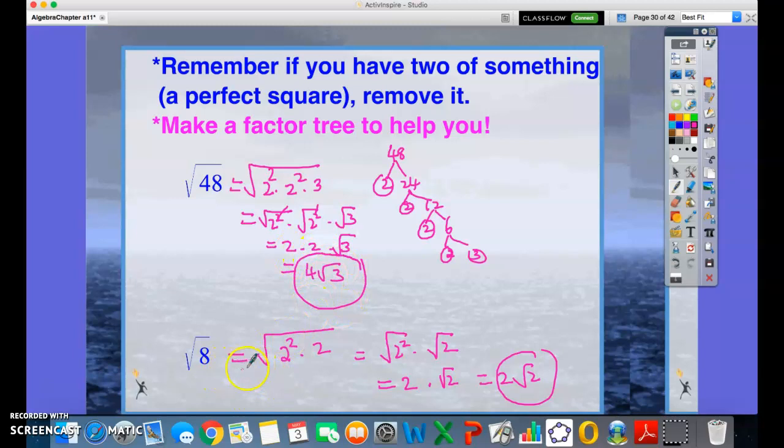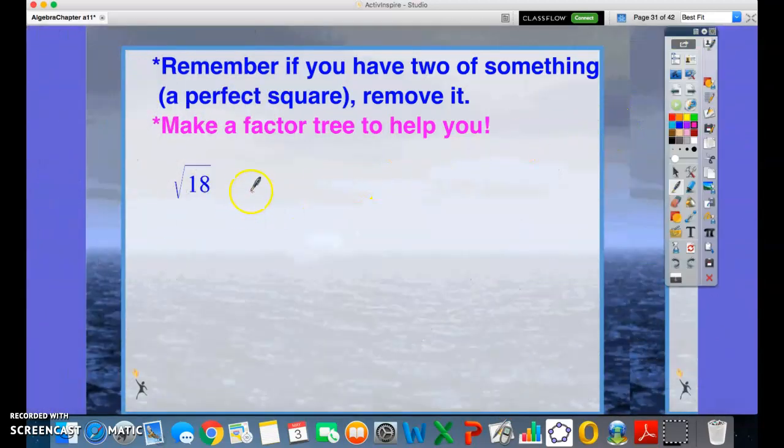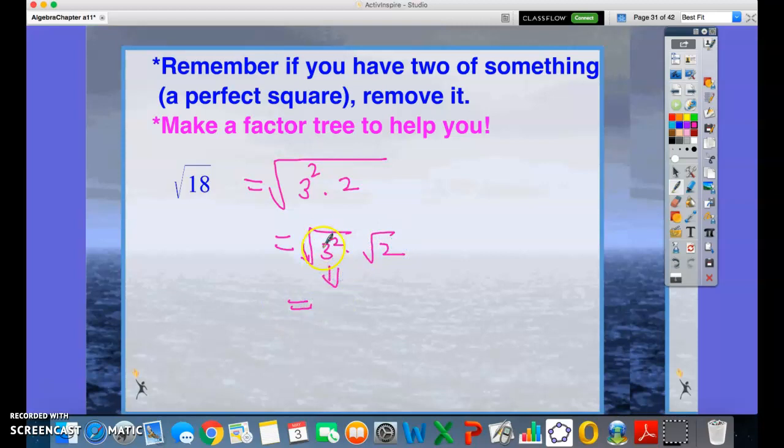And then square root of 8 is 2 squared times 2, which is square root of 2 squared times square root of 2, so 2 root 2. Now, if you have square root of 18, how do I do this? This will be 3 squared times 2. I can rewrite this as square root of 3 squared times square root of 2. And then square root of 3 squared cancels out. So all I have is 3 root 2.